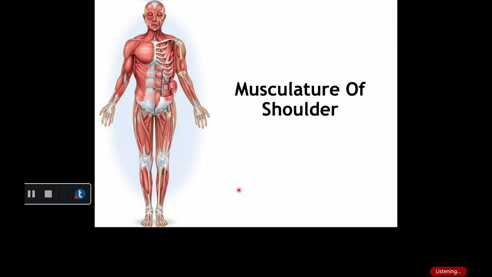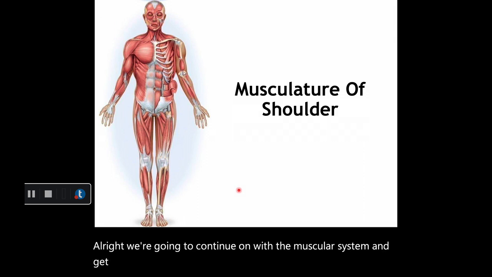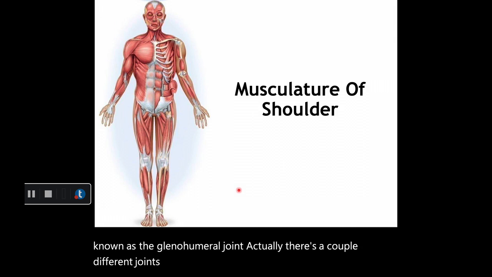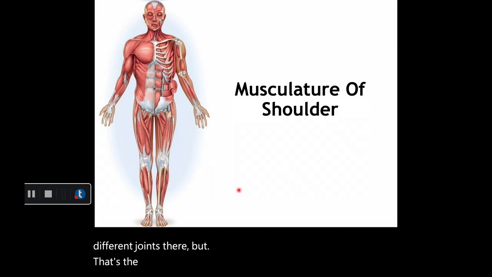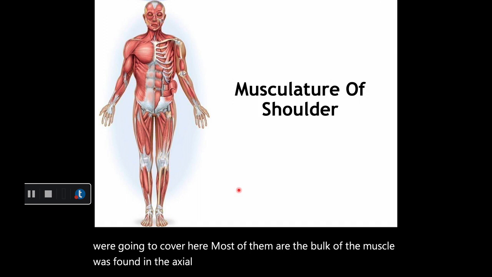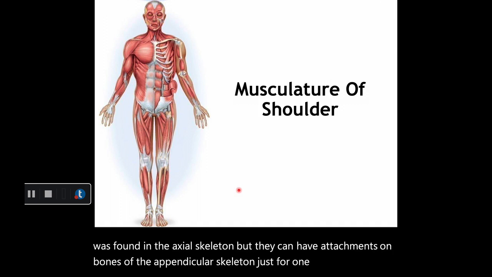All right, we are going to continue on with the muscular system and get into the muscles that act at the shoulder joint, also known as the glenohumeral joint. Actually, there's a couple different joints there, but that's the major one. Admittedly, for the muscles we're going to cover here, the bulk of the muscle is found on the axial skeleton, but they can have attachments on bones of the appendicular skeleton, just for 100% disclosure on this.